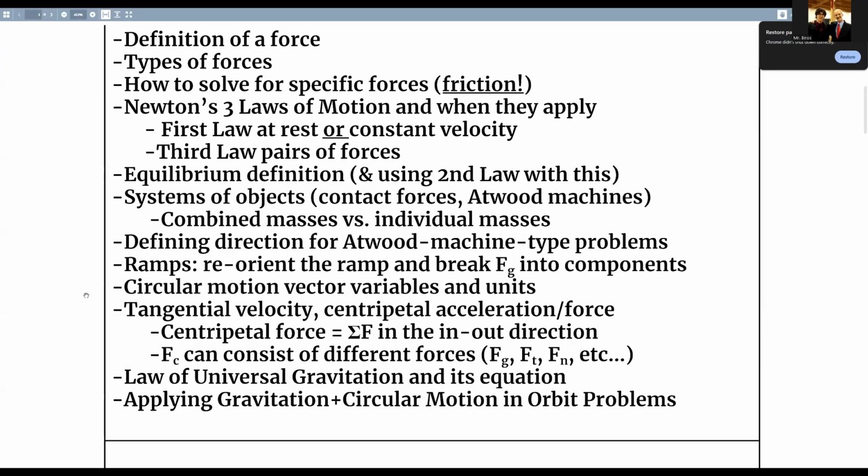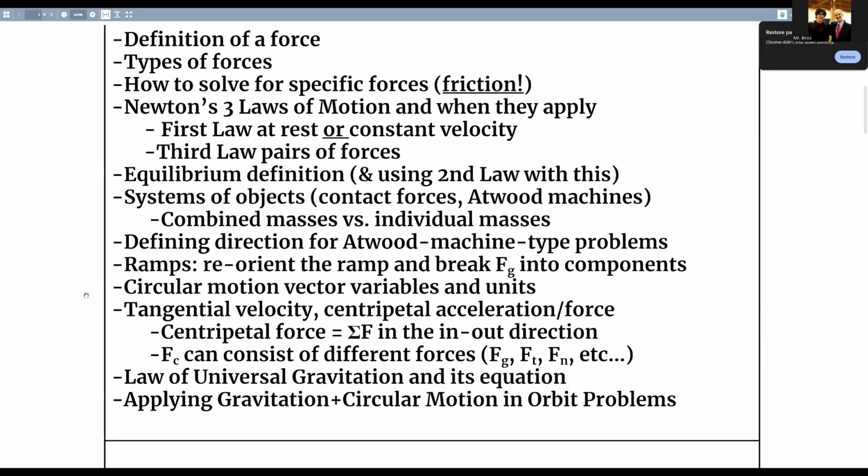Circular motion, the vector variables, main ones here are tangential velocity, centripetal force, and centripetal acceleration. Omega does come up here as well. The angular velocity will show up a few times. So you have tangential velocity and centripetal acceleration or force. Tangential velocity is the velocity that is tangent to the circle. It's at a right angle to the radius of the circle. And it shows if we were to release an object from its circular motion and allow it to just keep going in the direction it's going, it would have that tangential velocity. It would fly off in that direction.